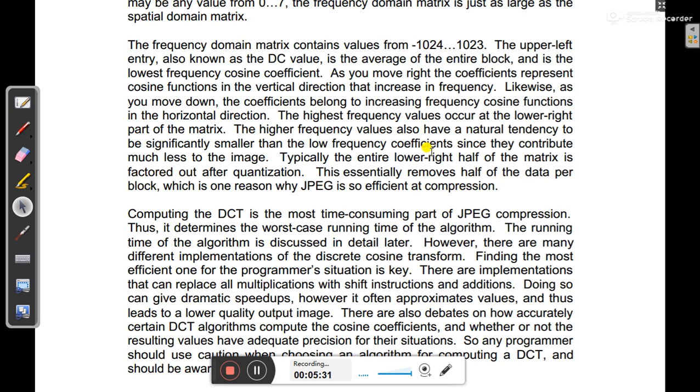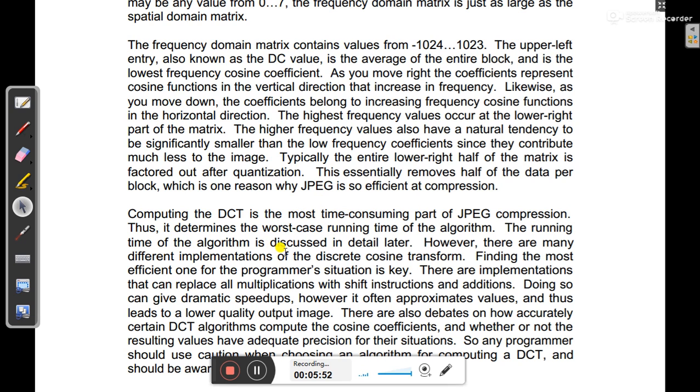So this essentially removes half of the data per block, and we have 64 pixels per block. Oh no, sorry, not only 64 blocks, 64 pixel block. So there might be lots of blocks having 8 by 8 pixels in each block, which is one reason why JPEG is so efficient at compression.